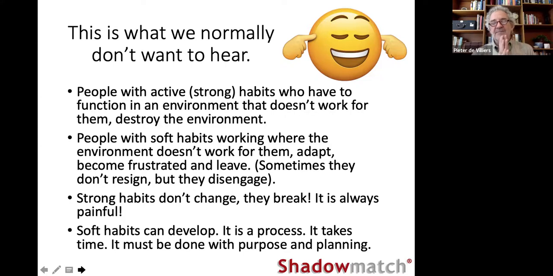If the environment expects a specific profile of behaviors and we bring somebody in with stronger habits, we have a risk that that individual will destroy the environment.